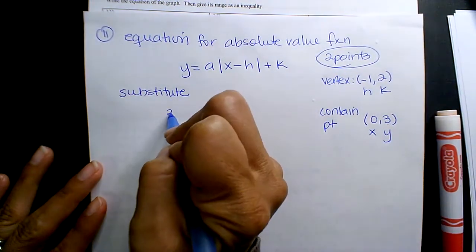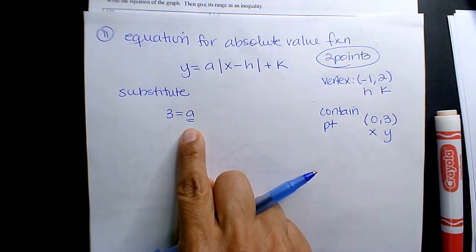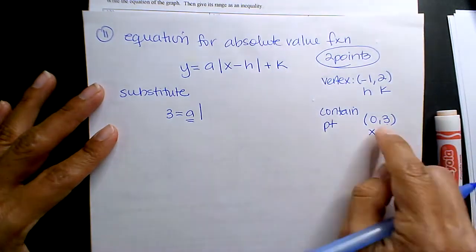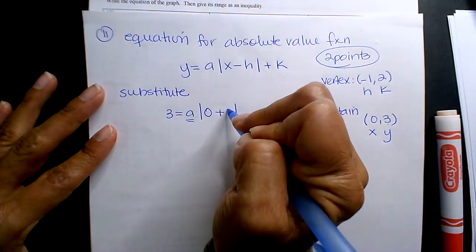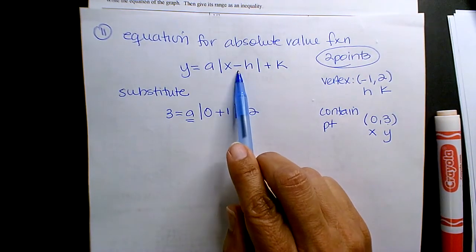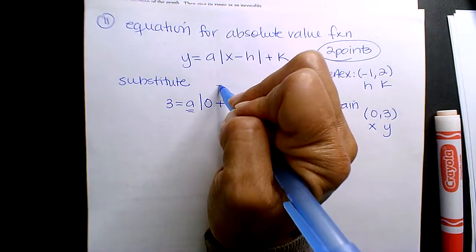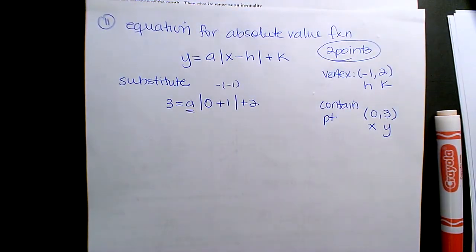And so 3 is Y. Remember, A is always what you're looking for. That's your goal. That's what you have to find. X is 0. H is -1. So I'm going to put a +1. And then +2, right? Because it's X minus, right? It's minus a -1. And so that's my +1. So far, so good? Keep going. All right, we're going to clean it up.